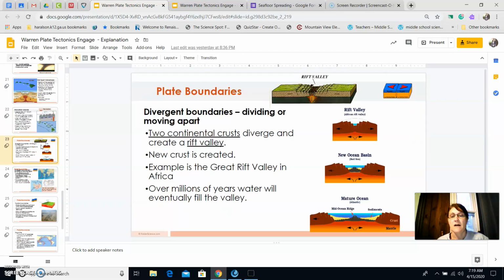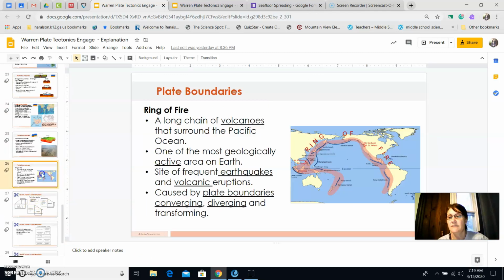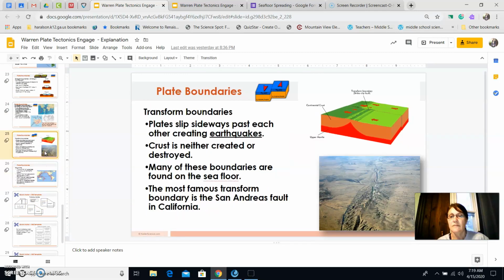Divergent boundaries are those boundaries that divide or move apart, and they create rift valleys. And then it talks about transform boundaries. Those are boundaries that slide past each other, and these create earthquakes. It neither creates nor destroys crust.